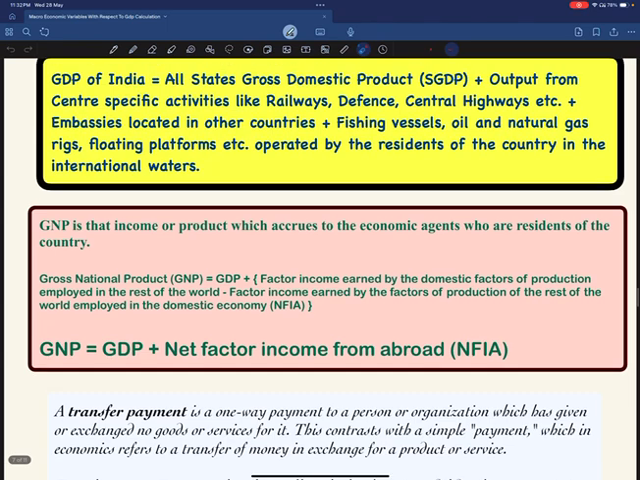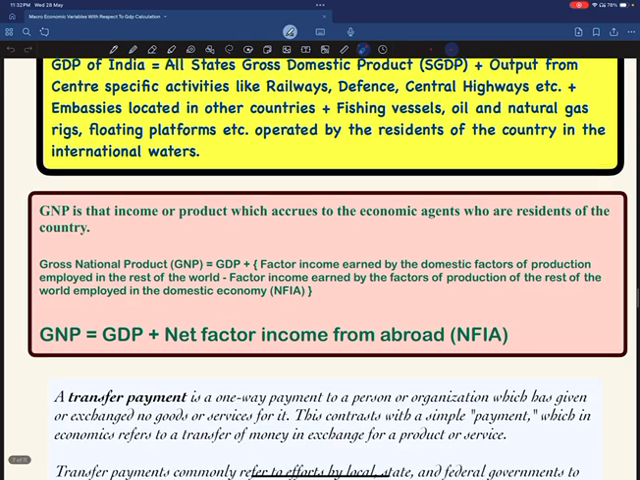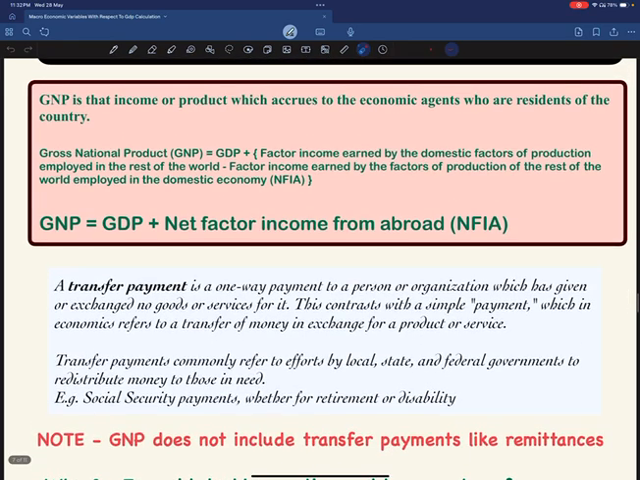Now, if we want to exclusively calculate the amount of value addition done by the residents of the country only, then we calculate the GNP, that is the gross national product. It is the income or product which accrues to the economic agents who are residents of the country, the nationals or residents of that country only, irrespective of whether they are working in the country or outside the country.